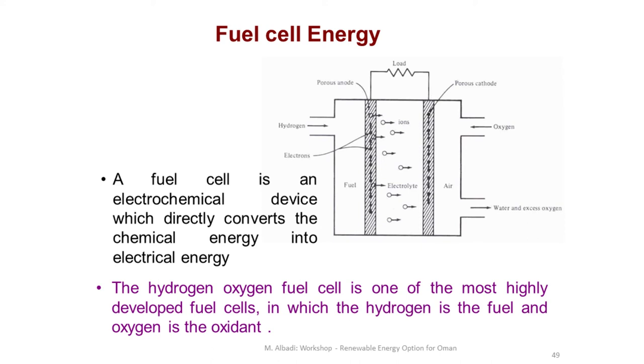So electrons would like to recombine with their pairs, with the positive ions. So they will go through the outer loop, and then they will meet together again here, and combine, and the result will be electricity and water. Water and also hot water. So you can use this as a combined heat and power application, for heating purposes and also to produce electricity.